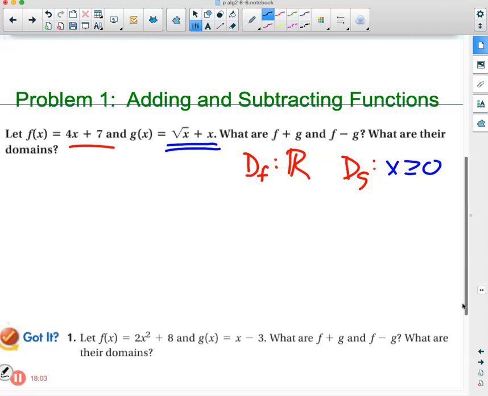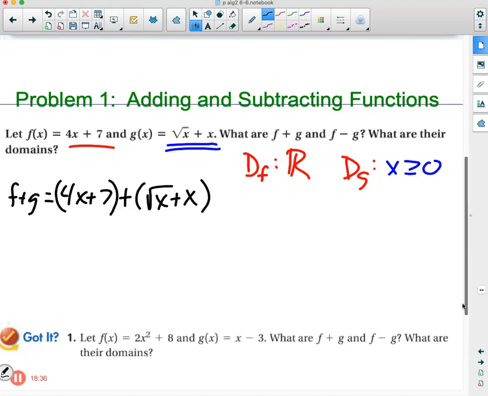Then we do the function operations. So the first thing we want to know is, what are we going to get if we're looking for f plus g? Well, we're going to need 4x plus 7 added to the square root of x plus x. Now this is to show that this is function f and this is function g. I have to figure out whether or not my parentheses are doing anything. They're not. This is addition.